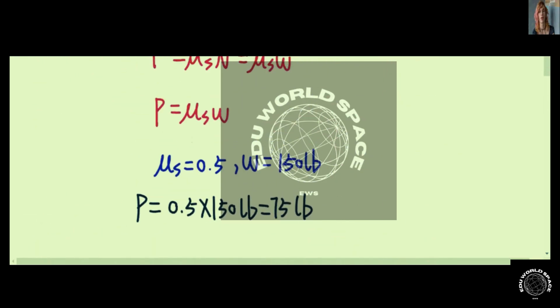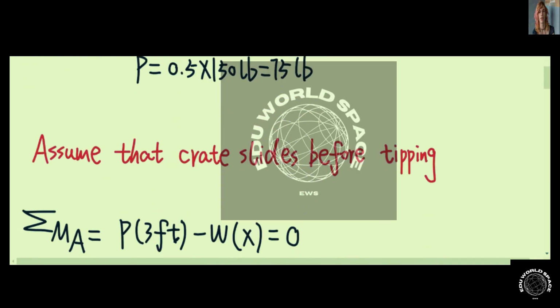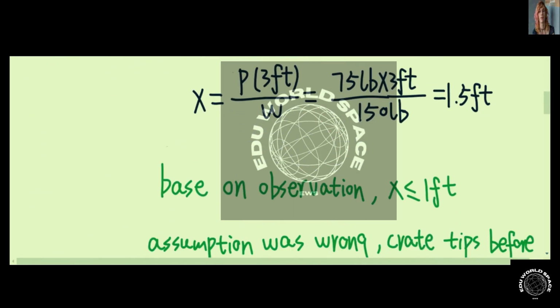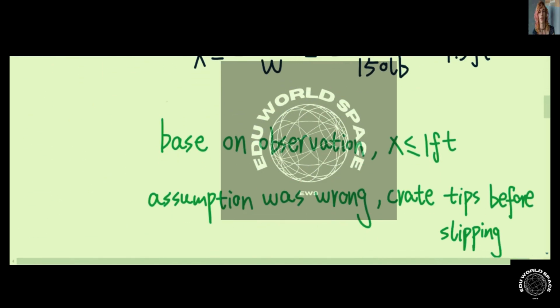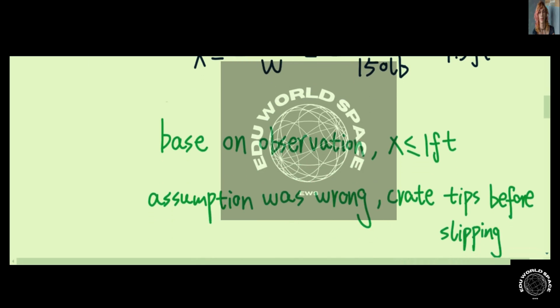But based on our observation here, you can tell that x here is definitely much less than 1.5 feet. Therefore, our assumption was wrong. And we know that x is less than or equal to 1 foot. So since our assumption was wrong, that means that the force P equal to 75 pounds doesn't make sense here, okay? And this also means that the crate tips before slipping.